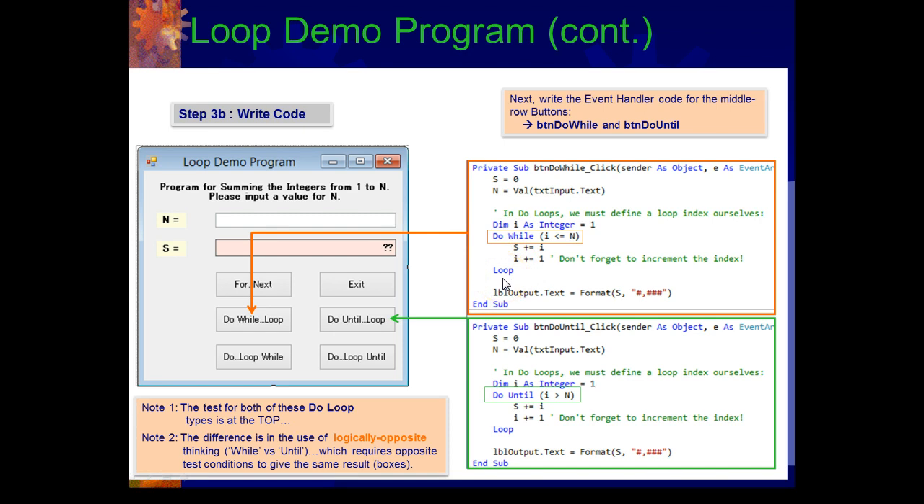Okay? Is that clear? So the first time, I is equal to 1. So is this true or false? And n is equal to 10, I said. So is this true or false? It's true, so what do we do?